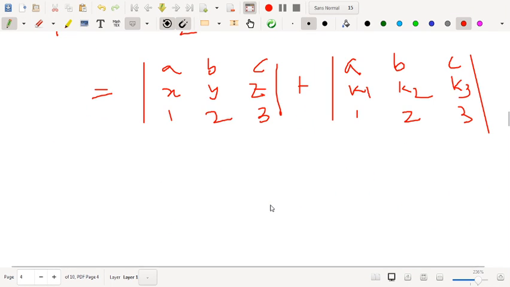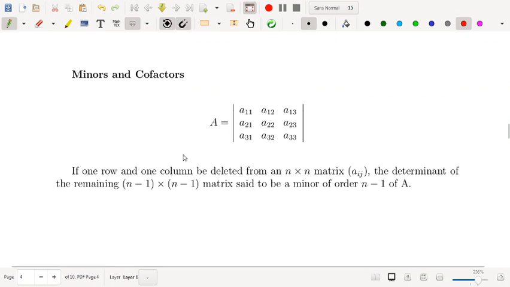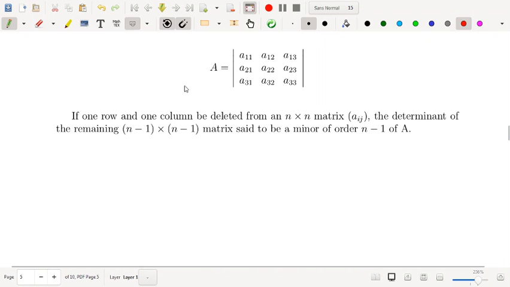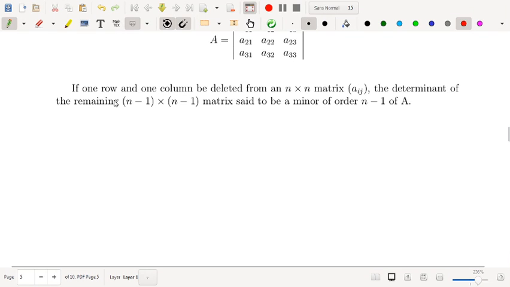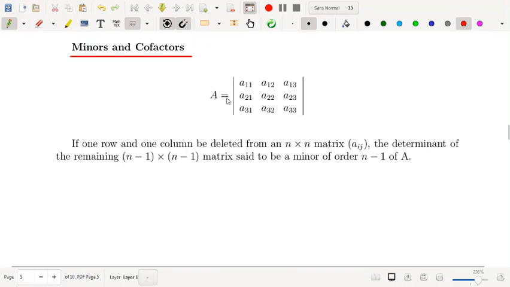Okay. Next, I will define a very important concept, that is, what are minors and cofactors. So what are the minors and cofactors? First I will define the minor. So look at that, you have a 3 cross 3 order determinant, that is a third order determinant, with 3 rows and 3 columns.